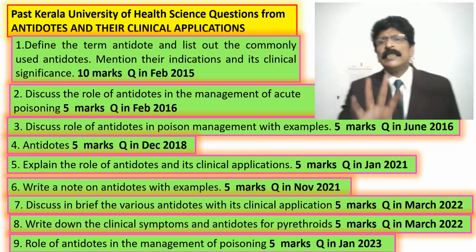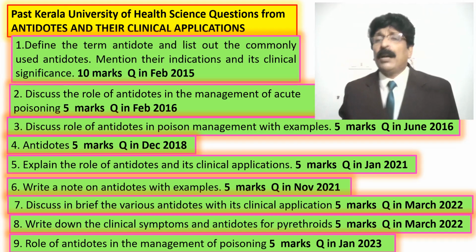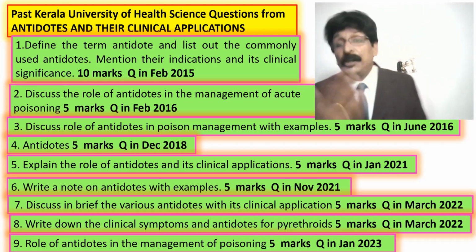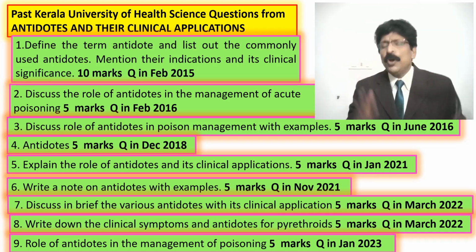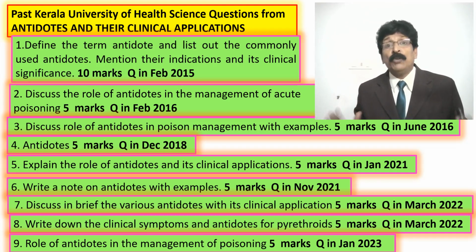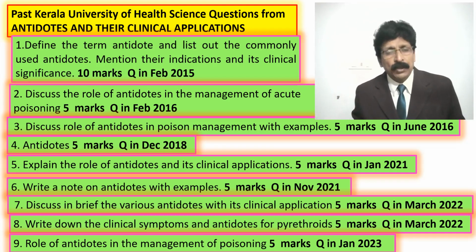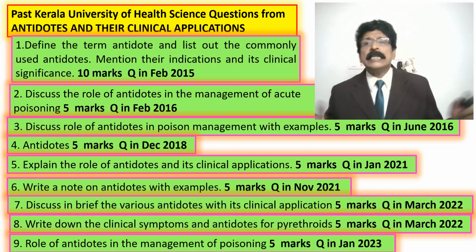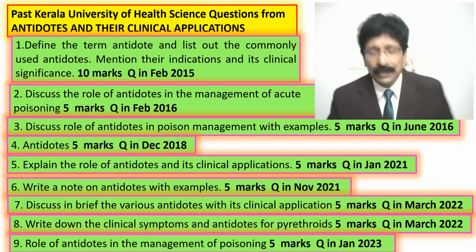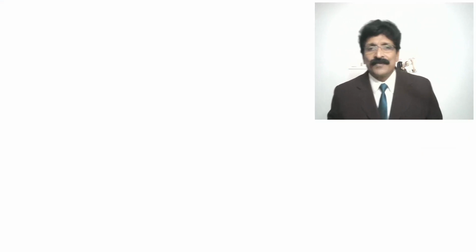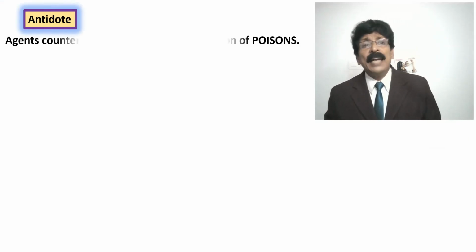So this is a small topic. We can expect a 5-mark question, and why not, it is possible to ask even a 10-mark question. So we have to prepare in such a way. The student has to have an idea about what an antidote is, what its classification is, some examples and its adverse actions. So now, what is an antidote?